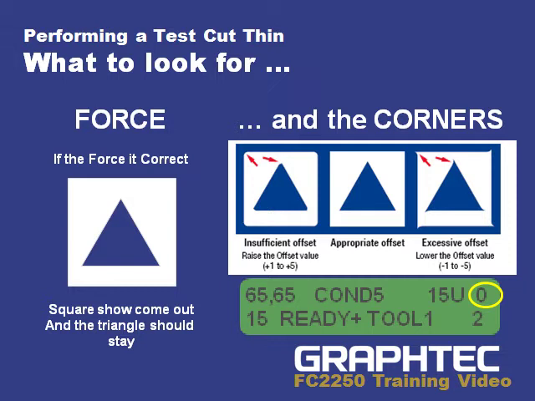So, like I said, if you get the little nibs, decrease it, take it down to -1 to -5 till you get good clean corners. Of course, if you get rounded corners, then increase that value.